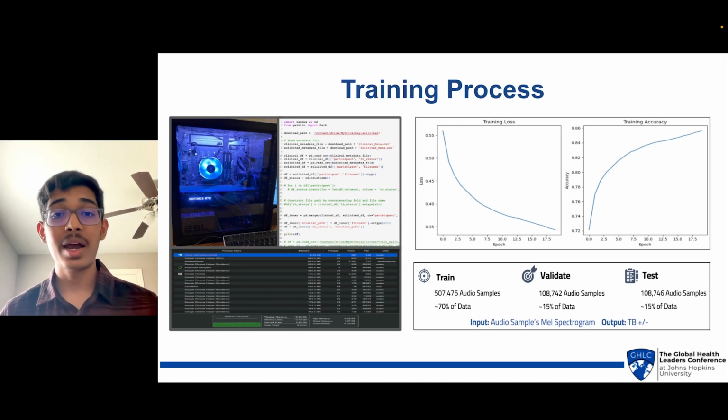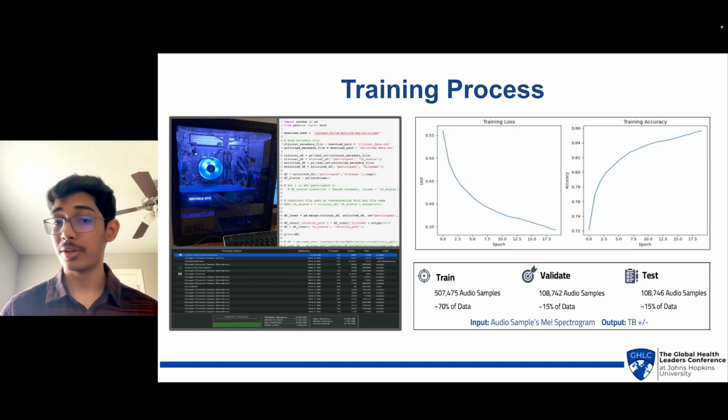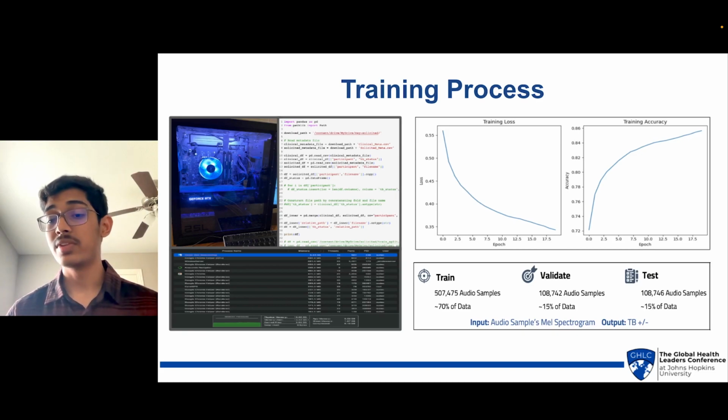I trained the model in Python using PyTorch and also on an NVIDIA GPU, as the data was fairly large, 32 gigabytes. As you can see here on the right, there are also training loss and accuracy curves. And one important step was I split the data into 70% training, 15% validation, and 15% test. The input was the audio sample's Mel spectrogram, with the output being TB positive or negative.